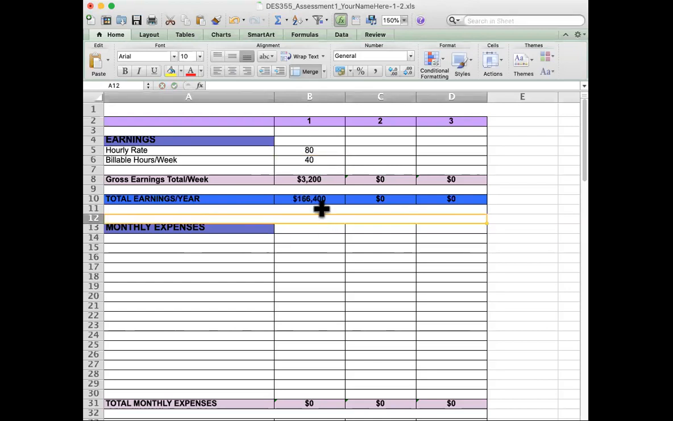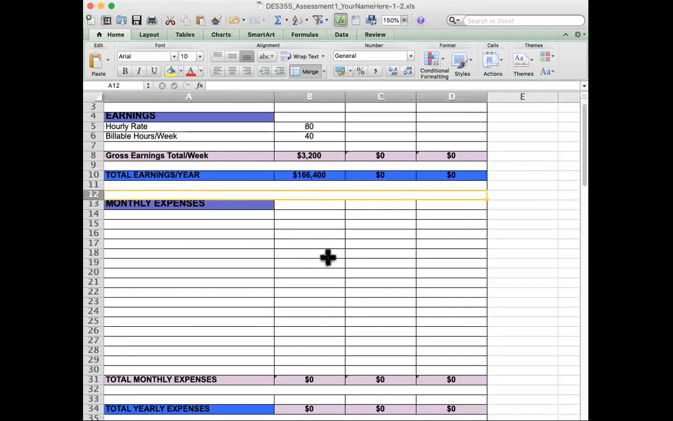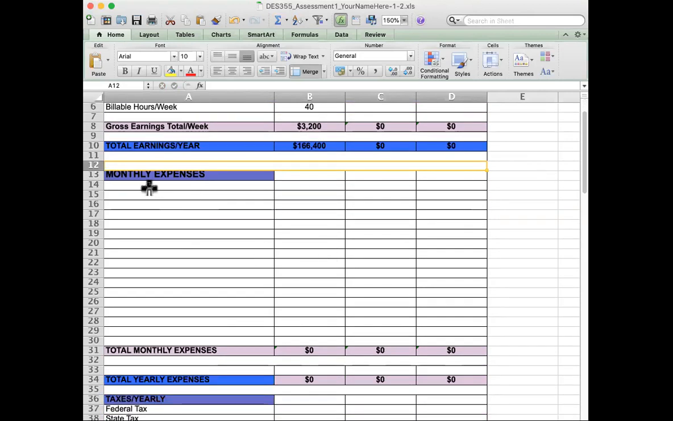All right, when we click down, it's going to total up the gross earnings a week for this billable hour and hourly rate. So we got $3,200 for the gross earnings. If I were to do that all year, it would be $166,400 earnings per year. Pretty good, huh? All right, but we do have to calculate our monthly expenses. One of those could be utilities, rent, lease.